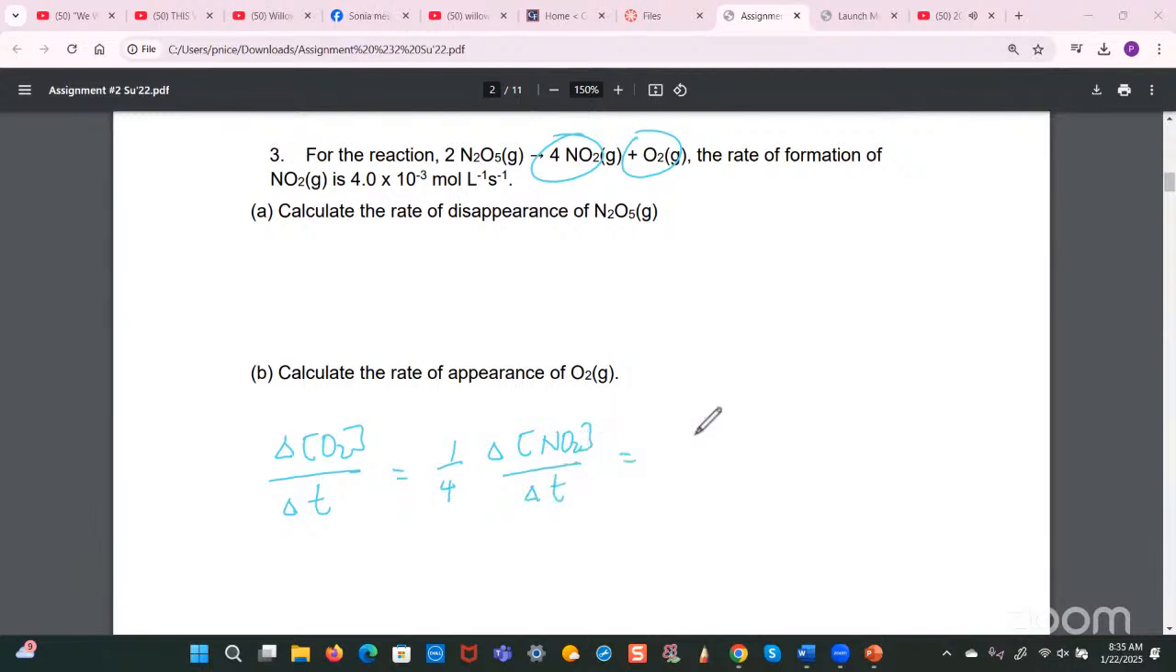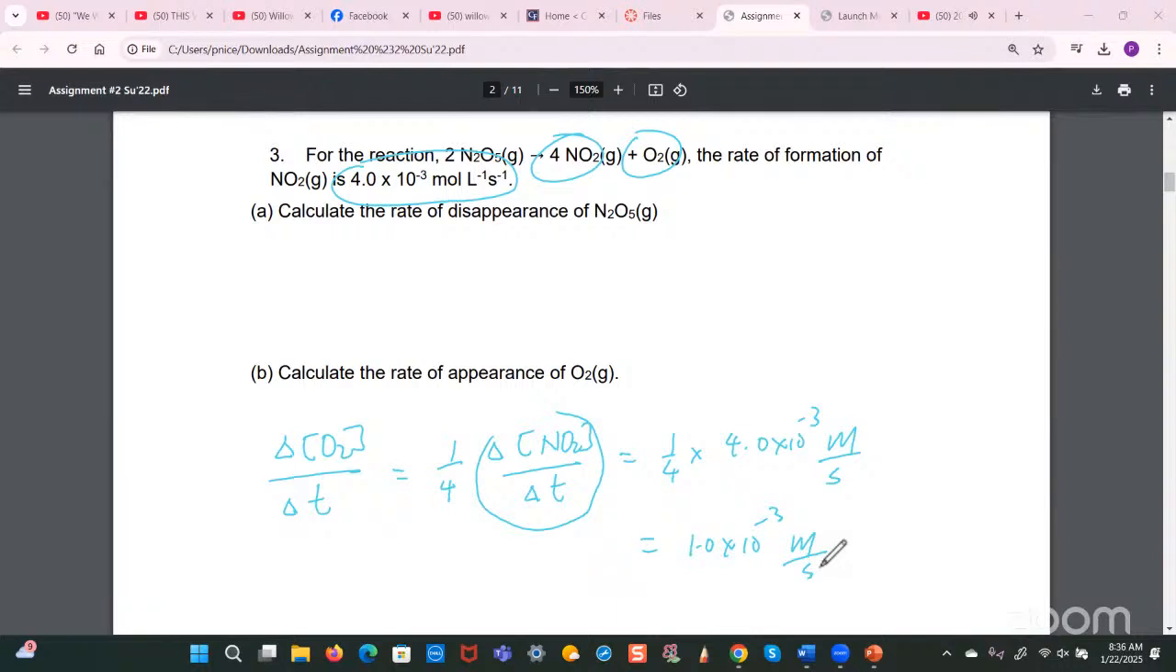So basically all we have to do is plug the numbers in because we know what this is already. That is equal to this right here. So we're gonna have 1/4 multiplied by 4.0 times 10 to the minus 3 m over s, and that's it, 1.0 times 10 to the minus 3 m over s. That's how that is done. Right? Any questions about this one?